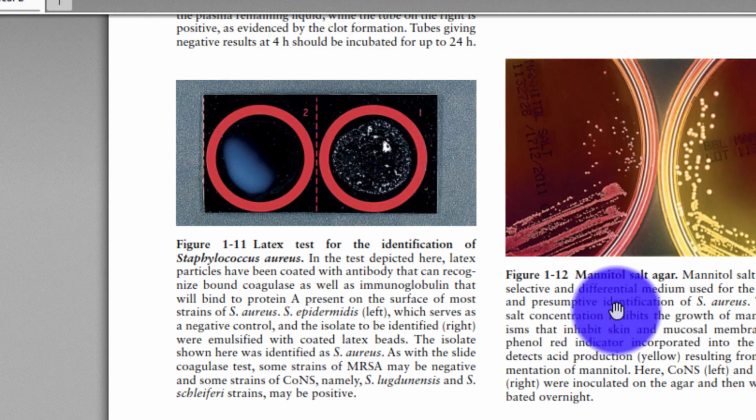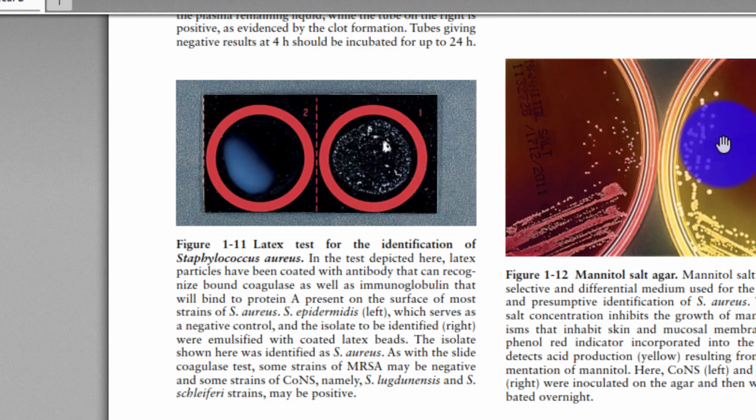Here, mannitol salt agar. Mannitol salt agar is a selective differential medium used for the isolation and presumptive identification of Staph aureus. The high salt concentration inhibits the growth of many organisms that inhabit skin and mucosal membranes. The phenol red indicator incorporated into the medium detects acid production, yellow here, resulting from the fermentation of mannitol. Staph aureus, right, were inoculated on the agar and then were incubated overnight.